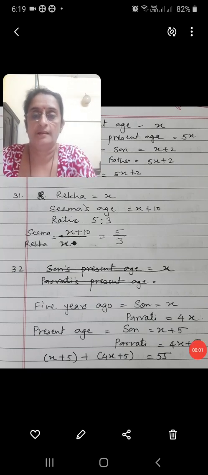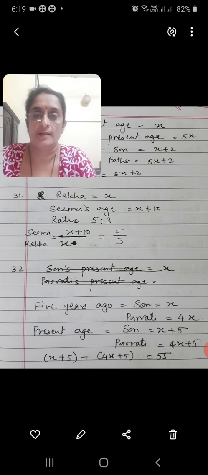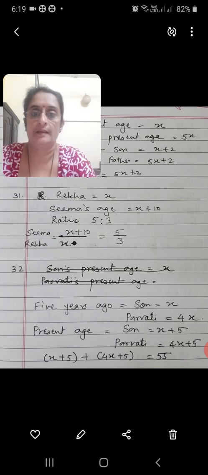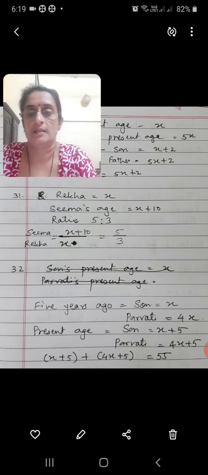Hello children, we have done the first 25 sums of exercise 15B, that is the lesson Linear Equations. Today we are going to complete the next questions, that is from 26 to 45. I have picked a few sums from that. Let us do a few of them. The remaining you have to complete, children.